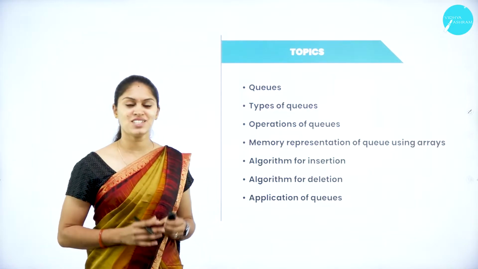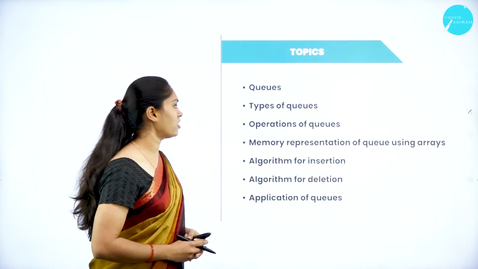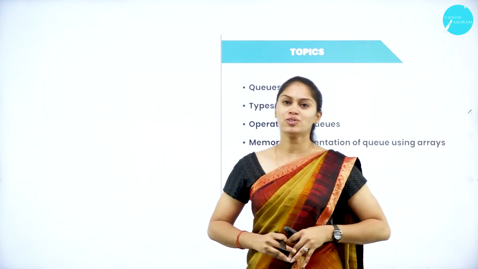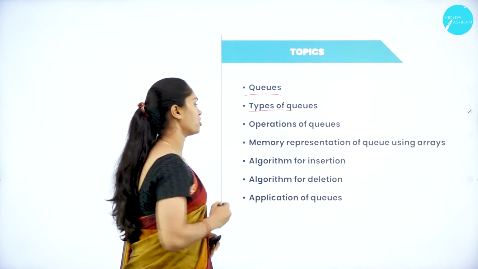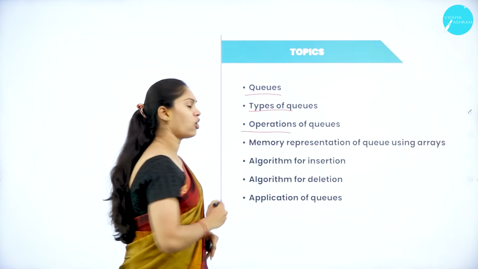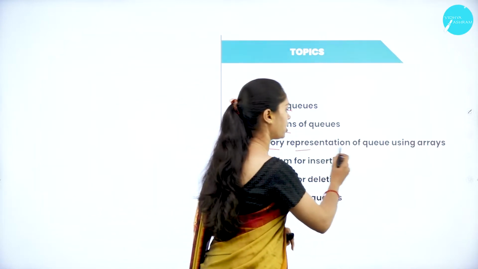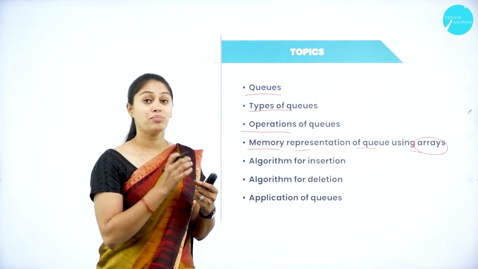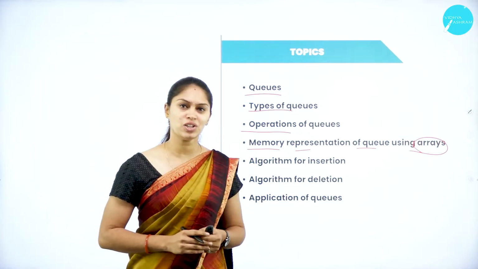Okay, so in today's session we are going to learn a new concept called Queue. We are going to learn what you mean by queue, that means the basic terminologies of queues that you have to get to know. Then we are going to learn about the types of queue, the categories of queues we have, and what are the operations that we can perform on the queue. And also we are going to learn the memory representation of a queue using arrays, so how we are going to represent the queue concept by making use of arrays in the memory.